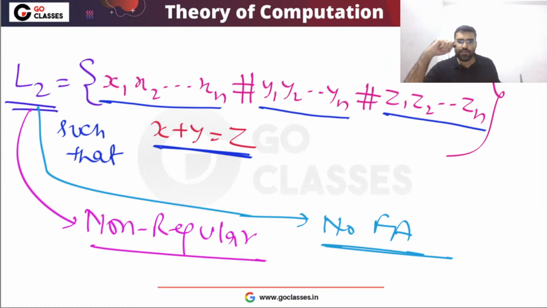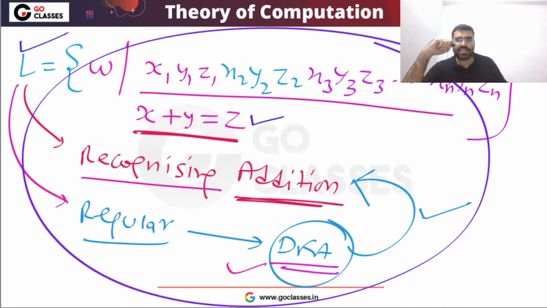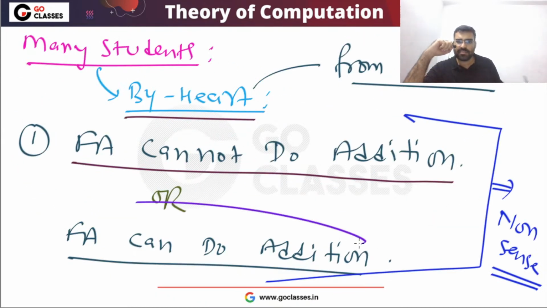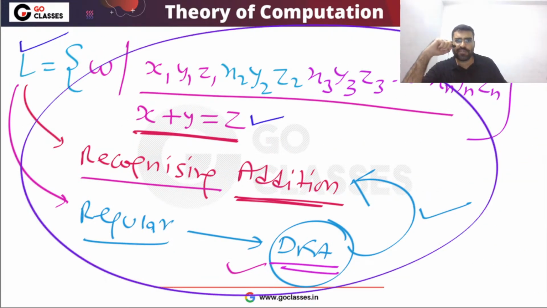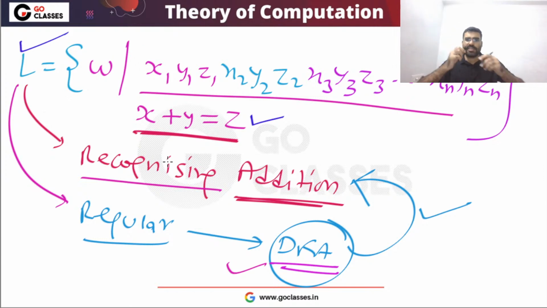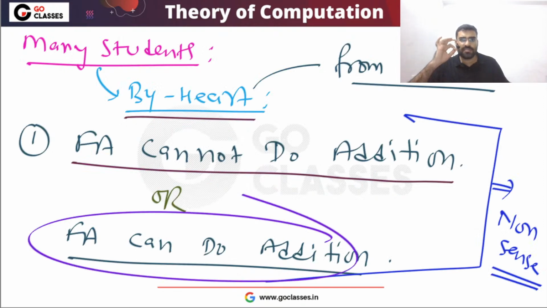See, if you see this language, you are thinking finite automata can do addition. Yes or no? Agree or not? When you see this language, we have already created a DFA for it. For this language, you are thinking finite automata can do addition.